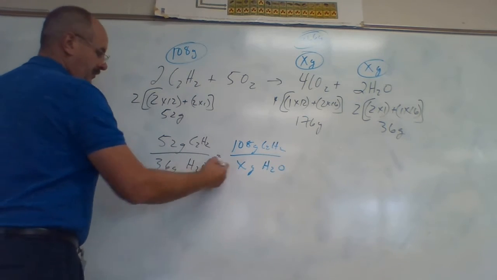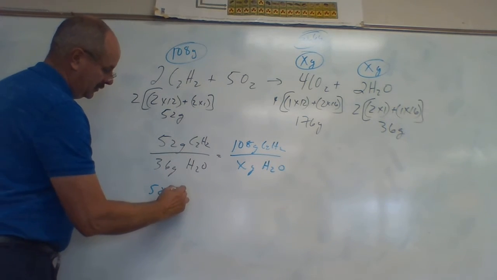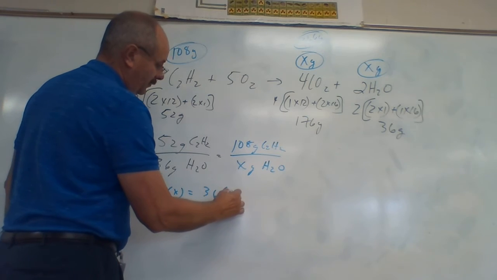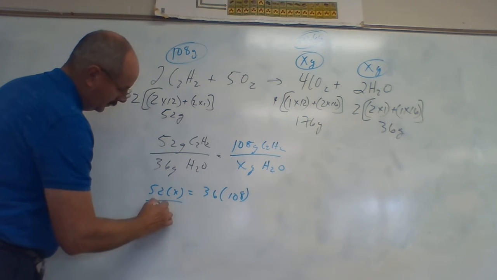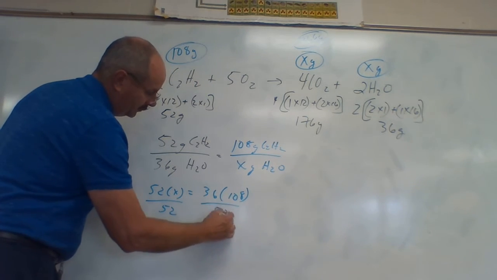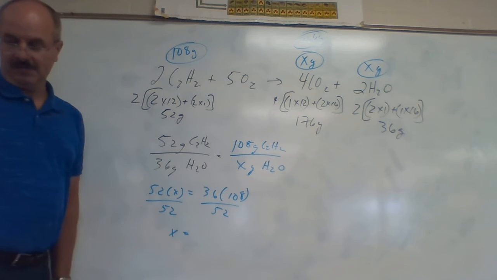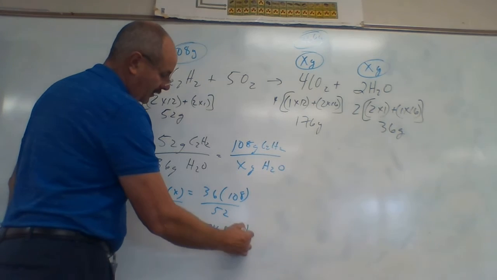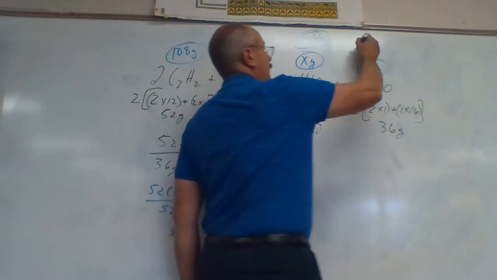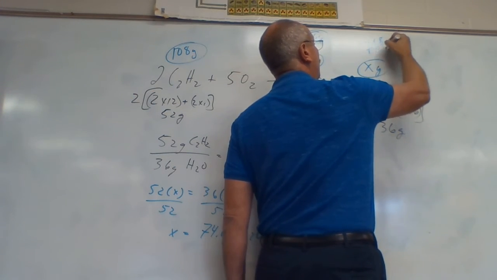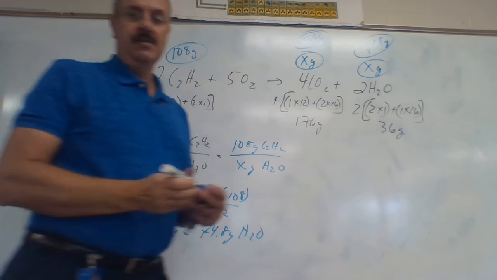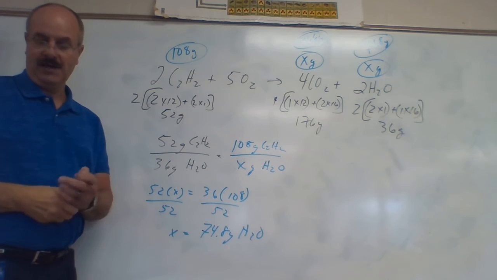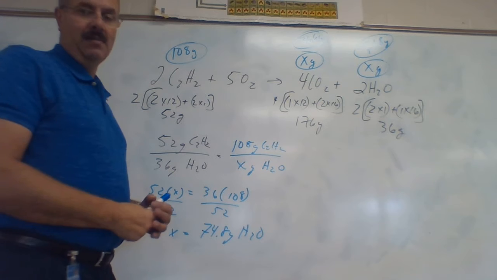Cross multiply 52 times X equals 36 times 108. Divide by 52 on both sides. And X ends up equaling 74.8 grams of water. So this is 74.8 grams that we're making up there. All right, so there's the answers for the first one, letter A. So now let's go to letter B.